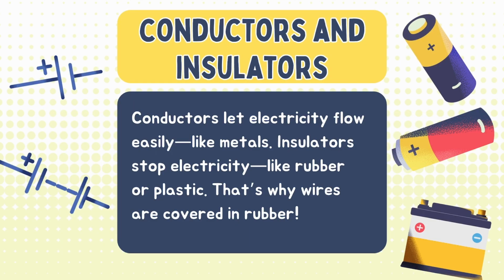Now, electricity needs something to travel through. Materials that let electricity flow easily are called conductors. Metals like copper and aluminum are great examples. But then the materials that don't let electricity flow are insulators, like rubber, glass, or plastic. That's why wires are coated in plastic, to keep us safe from the electricity traveling inside.